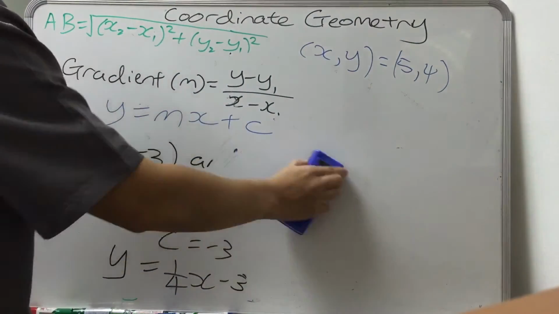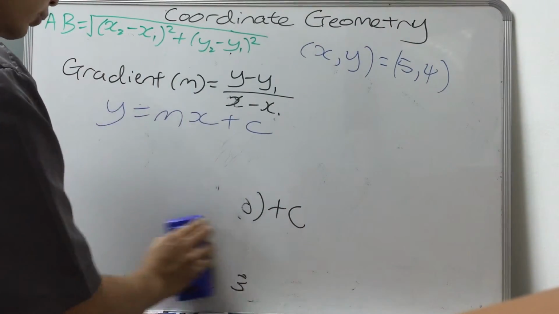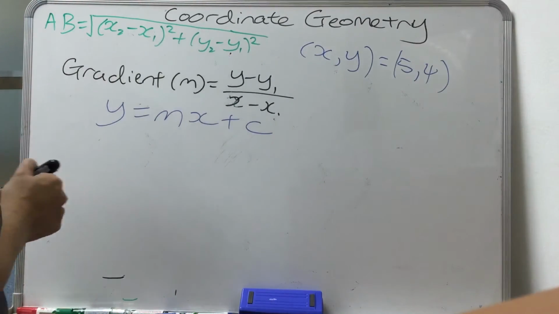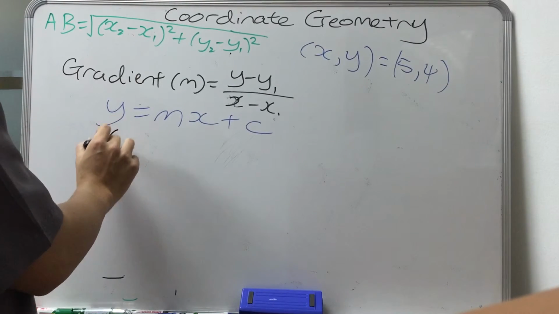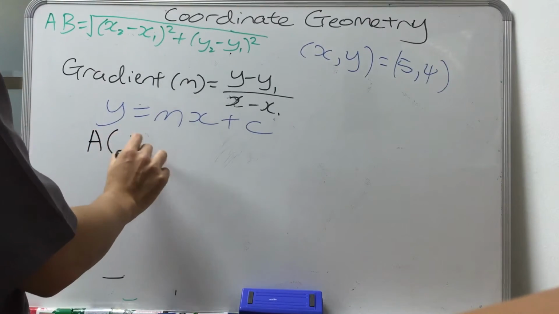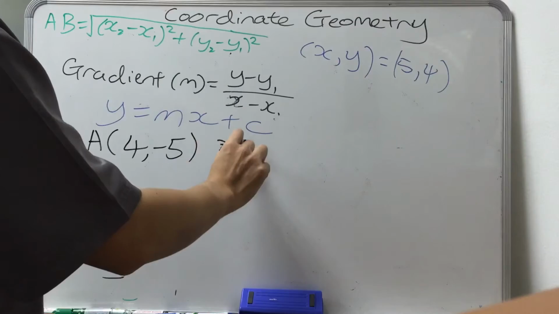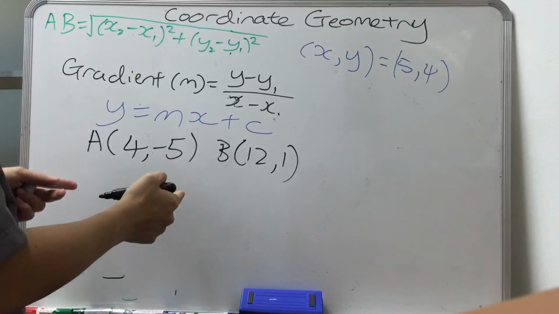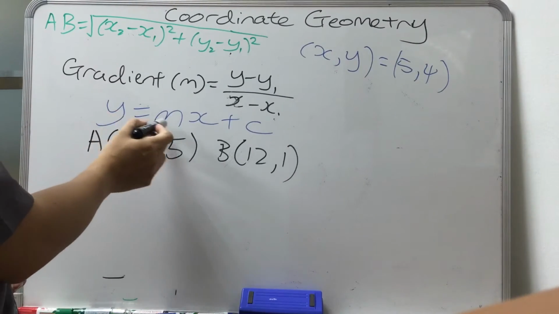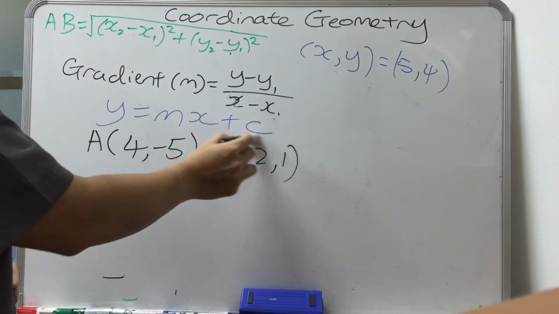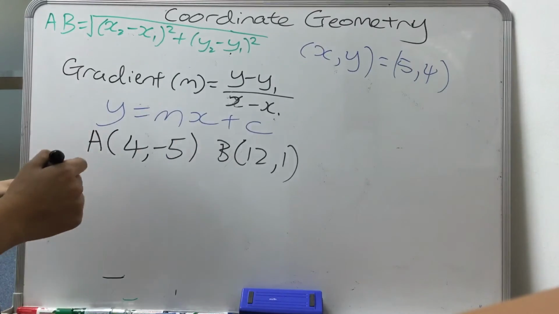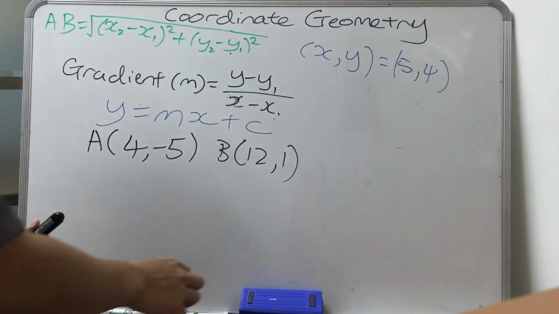Okay, a few more examples and we are done. So y equals mx plus c. Next, we can find the equation of a line. What is the equation of a line joining these 2 points? Point A is (4, minus 5) and B is (12, 1). Where do we start? We need to know your gradient m, and we need to know your y-intercept c. So we have these 2 points. When you have 2 points, find the gradient.